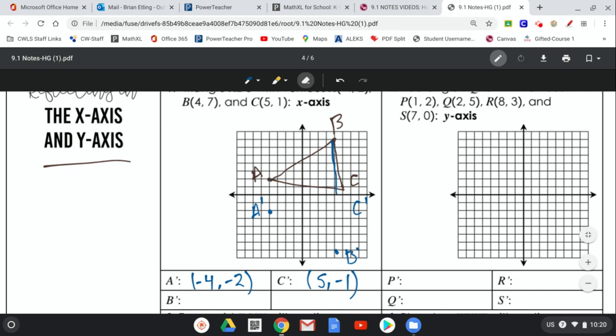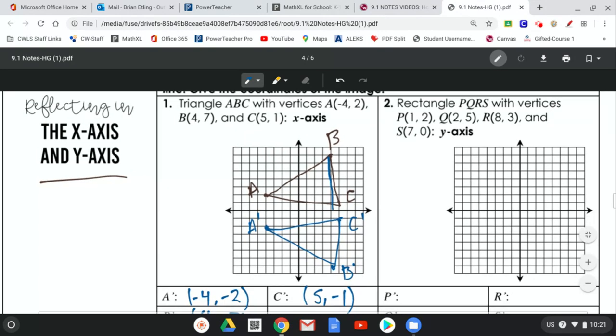So, oops, getting rid of all these lines here because I'm going to connect these points. And so we're going to get that triangle, that image of the triangle being reflected over the x-axis. All right, and the coordinate for B prime is what, 4, -7. All right, so that's all we're doing here.